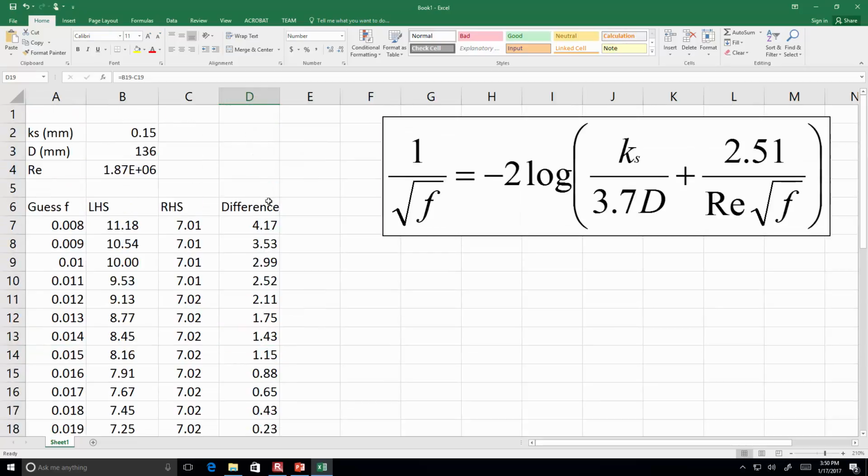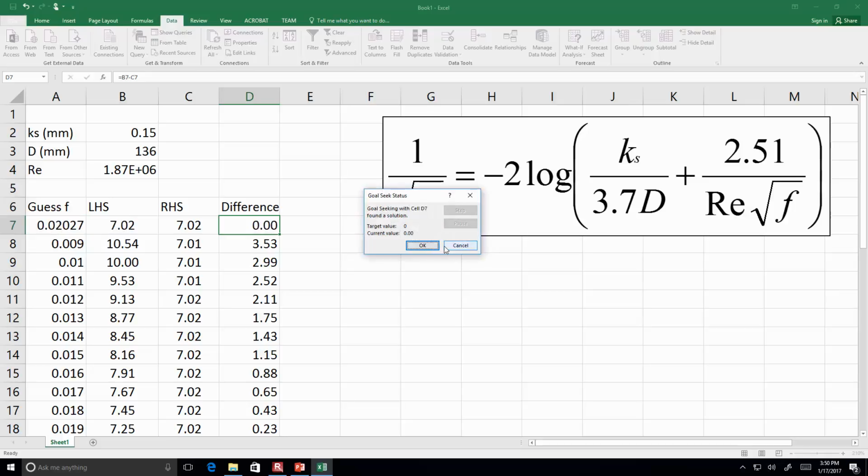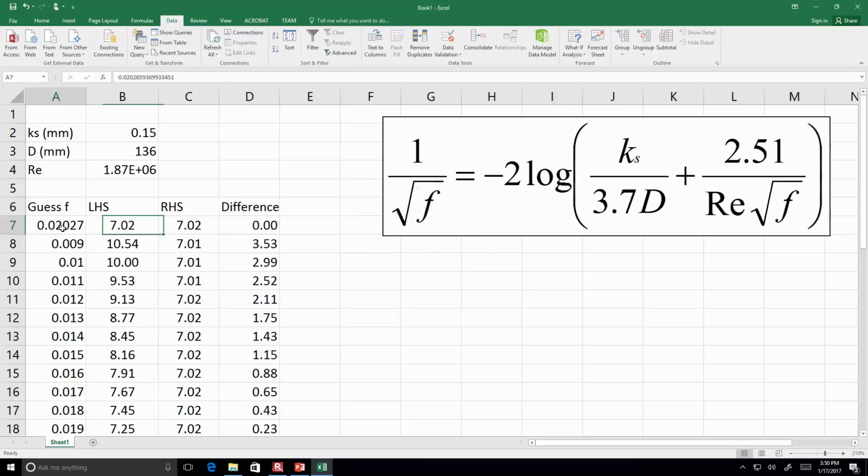And of course, students of Excel know that you can do the goal seek. So it's here data, what if analysis, goal seek, and our objective here is to make the difference equal to 0 by changing the guess value of f. So it will iterate that guess value of f many times until it finds the 0 difference. And so now we've converged on the correct f value according to the Colebrook equation.